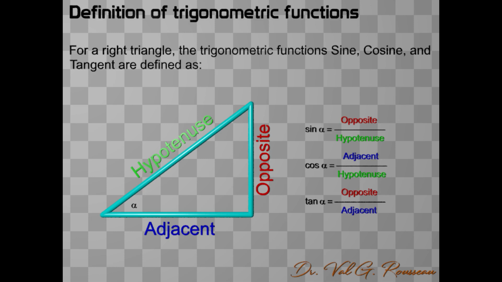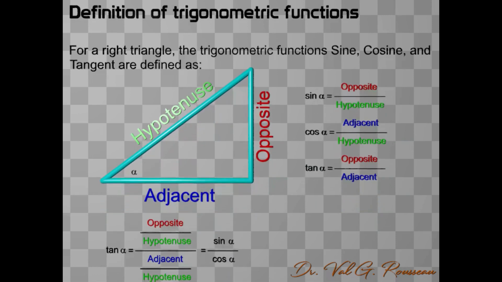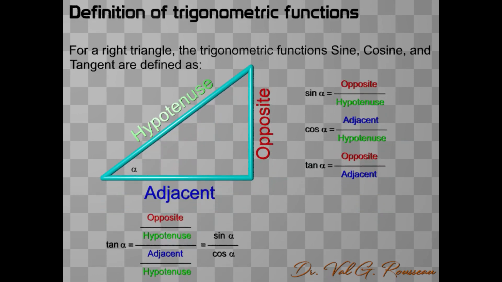To begin, let us derive two important formulas that will be useful. Starting from the definition of the tangent, we can divide both the numerator and the denominator by the hypotenuse without changing the resulting ratio. We can recognize now the ratio between the definition of the sine and the definition of the cosine. Therefore, tangent alpha is equal to sine alpha divided by cosine alpha.